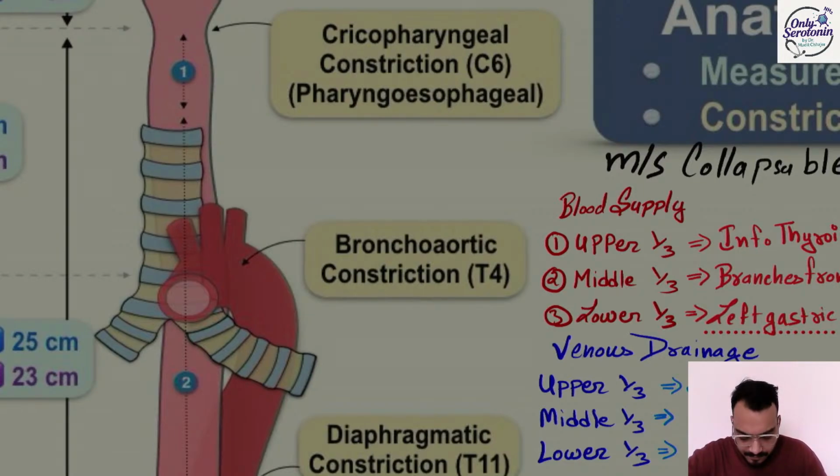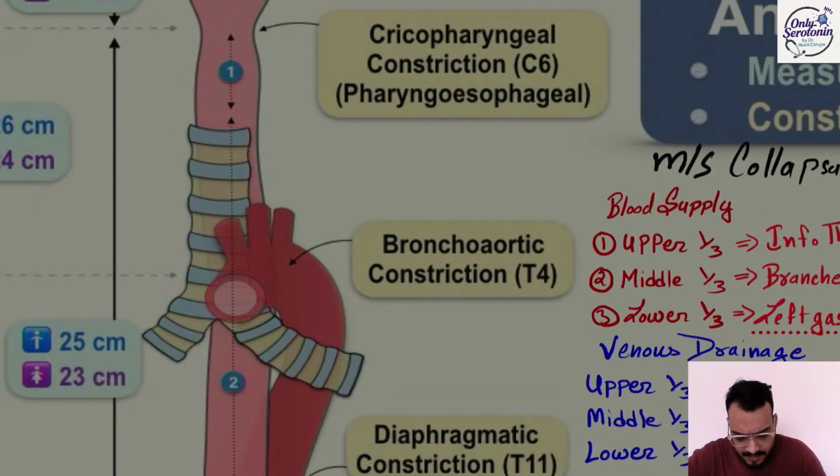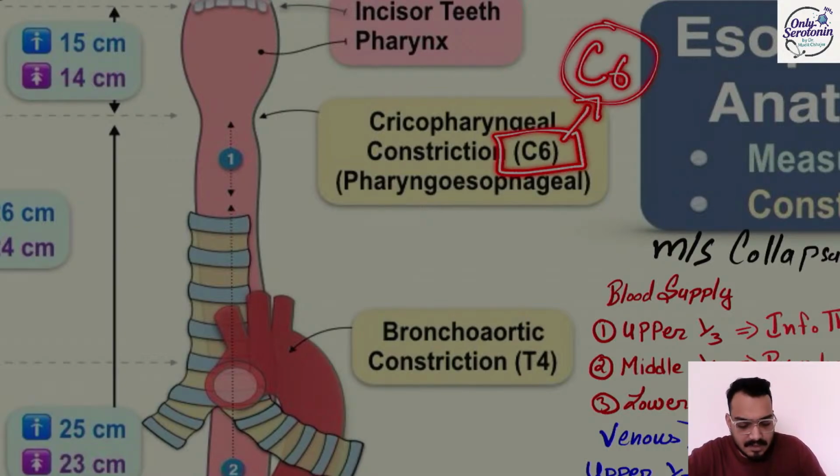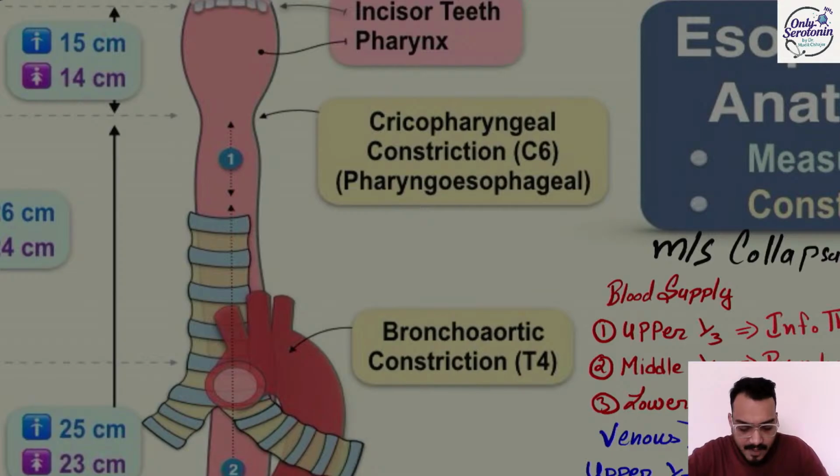The first one is at the place where your pharynx is converted into the esophagus. We are having this constriction here. This is the cricopharyngeal constriction. This cricopharyngeal constriction is present at the level of C6, right? Another name of cricopharyngeal is pharyngoesophageal constriction.